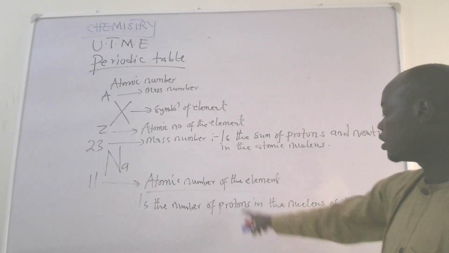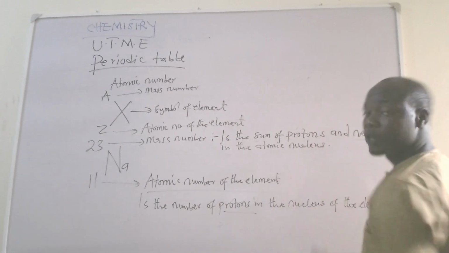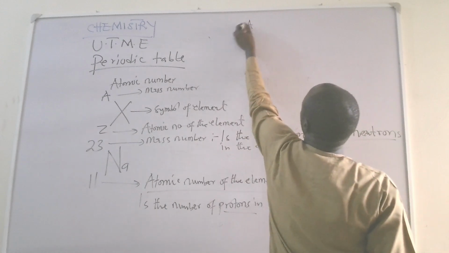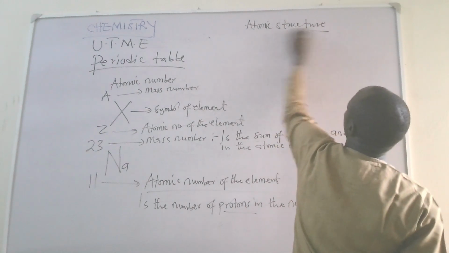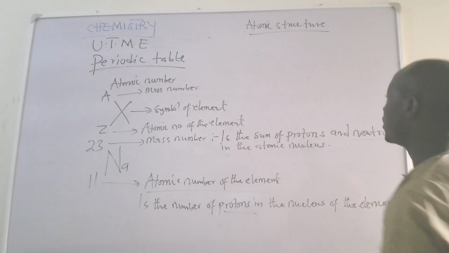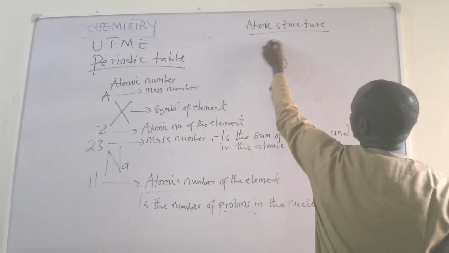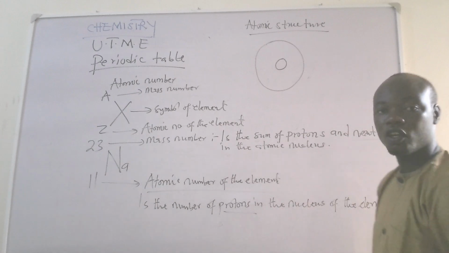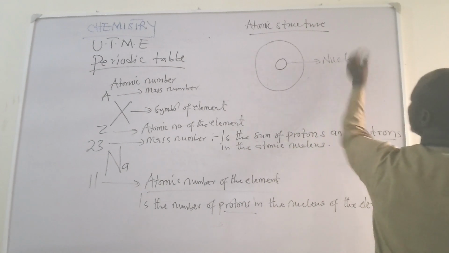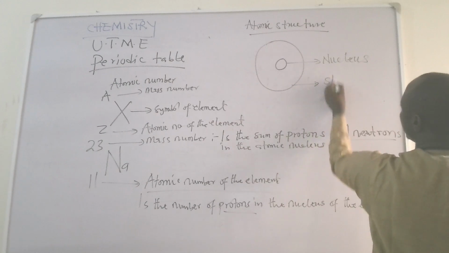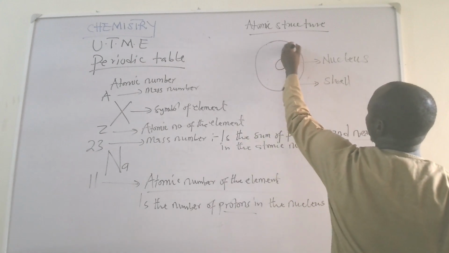And where do we have these protons and neutrons in an atom? So we have the atomic structure of the element. What is the atomic structure? First, an atom is made up of a nucleus and a shell. This is the nucleus, and this is a shell. In the shell of an element, we have what you call electrons.